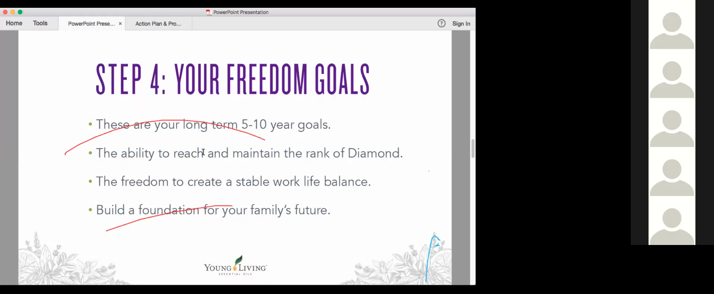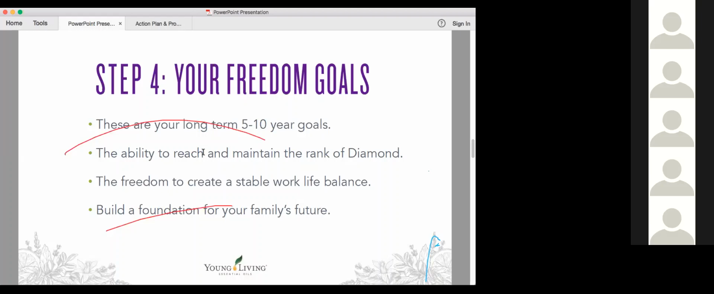Many of the Royal Crown Diamonds do incredible things with their income. They do things like assisting communities, donating to charities, and humanitarian projects. These members make up 1% of Young Living business building members, but they make a great impact on the world. So what can you do to make a great impact on the world?